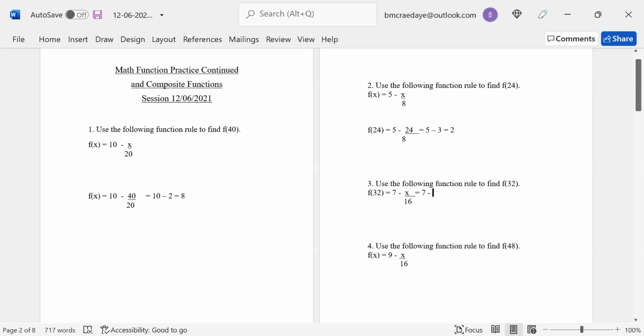16, and the 32 goes how many times? How many? 2. That's it, 2. There are 2 16s. What's 7 minus 2? 5. That's your answer. That's it.